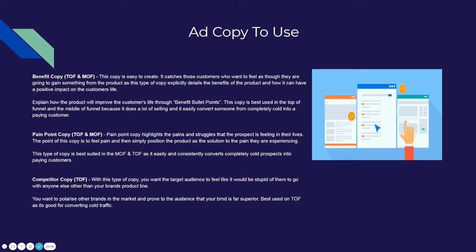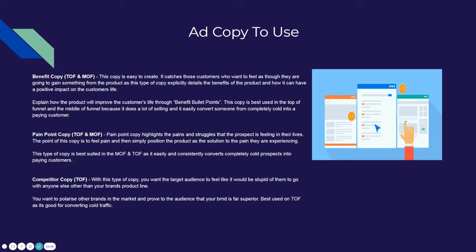And then lastly, you have the likes of your competitor copy. I like this one. This can be kind of interesting to test out. So with this type of copy, you want the target audience to feel like it would be stupid of them to go with anyone else other than your brand's product line.